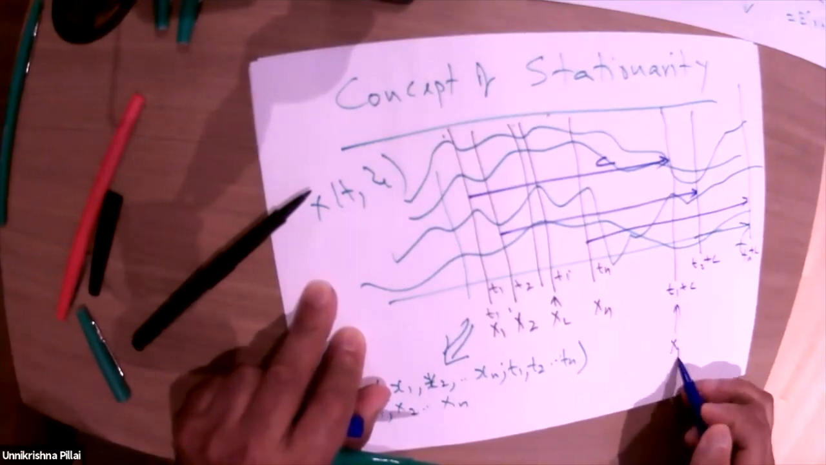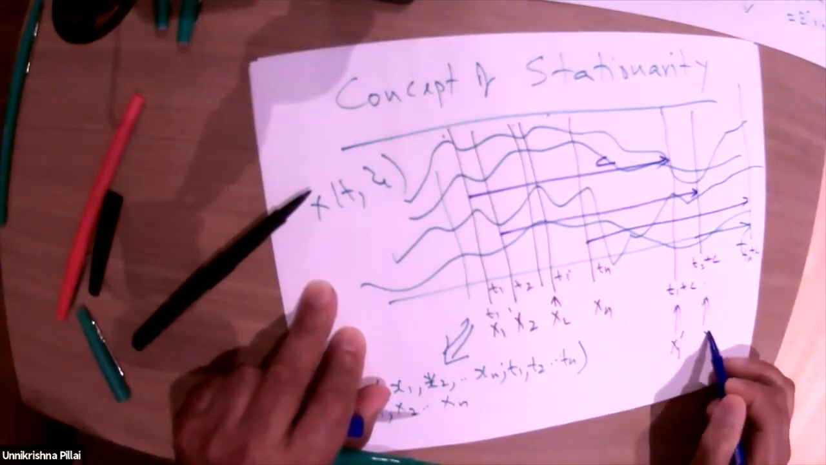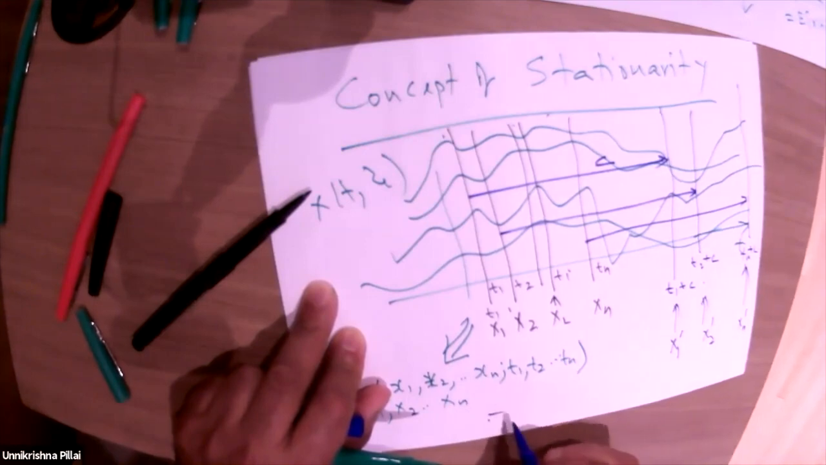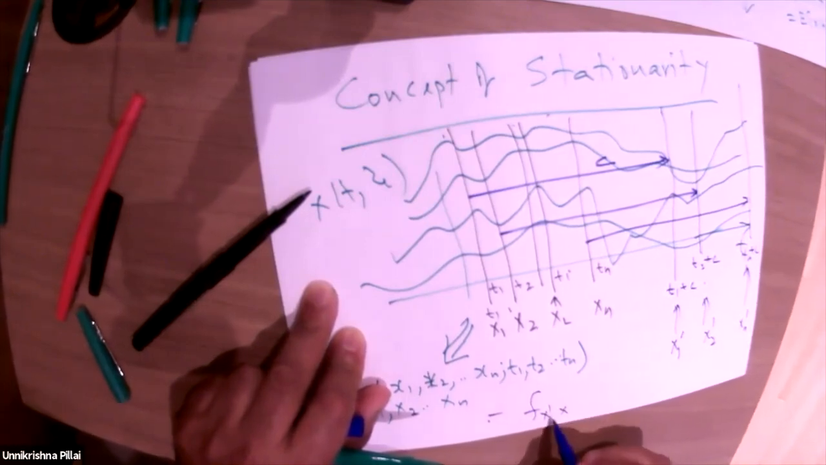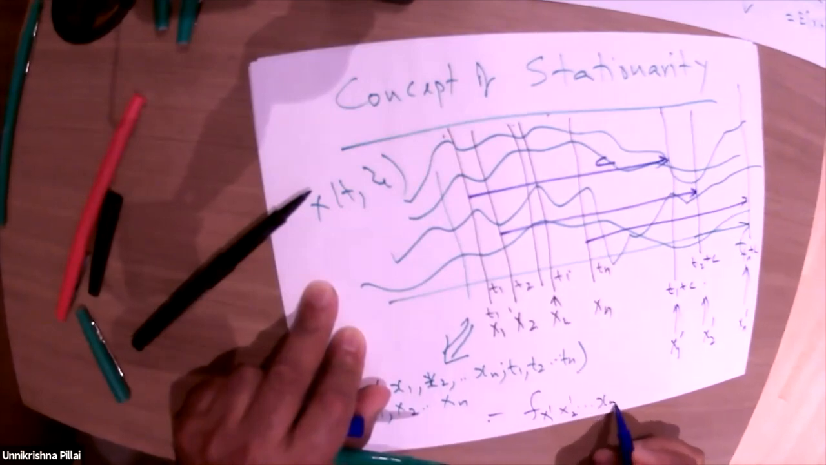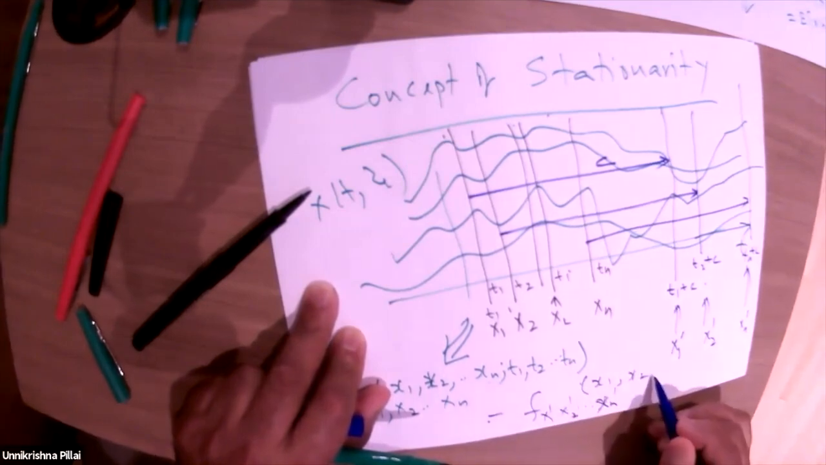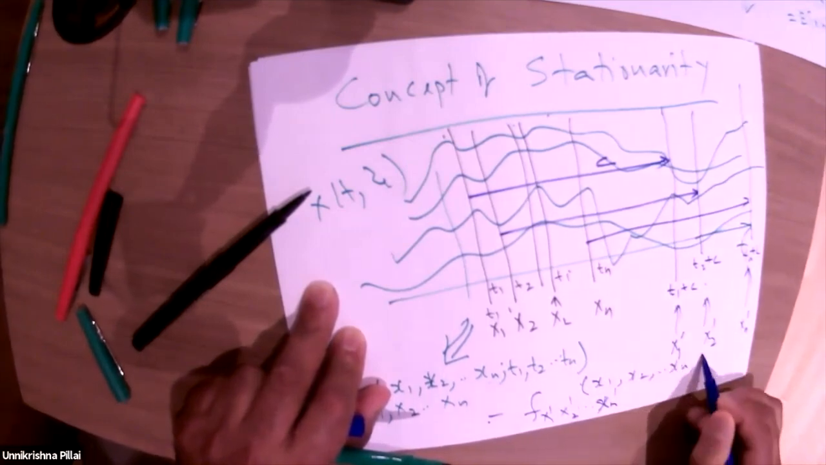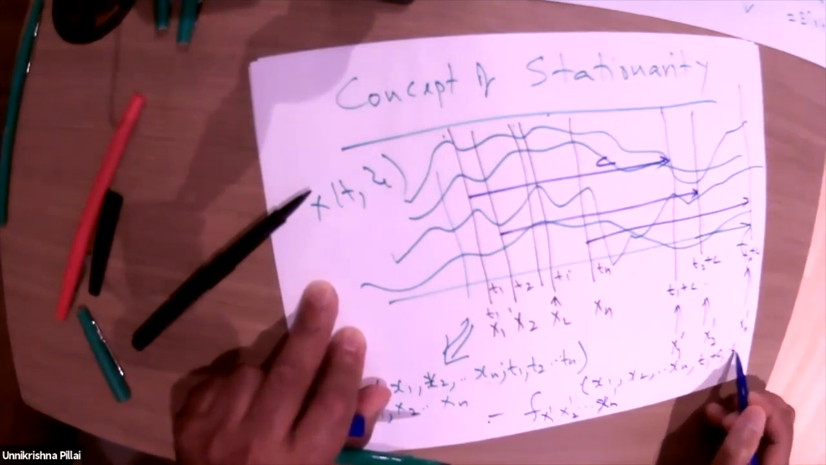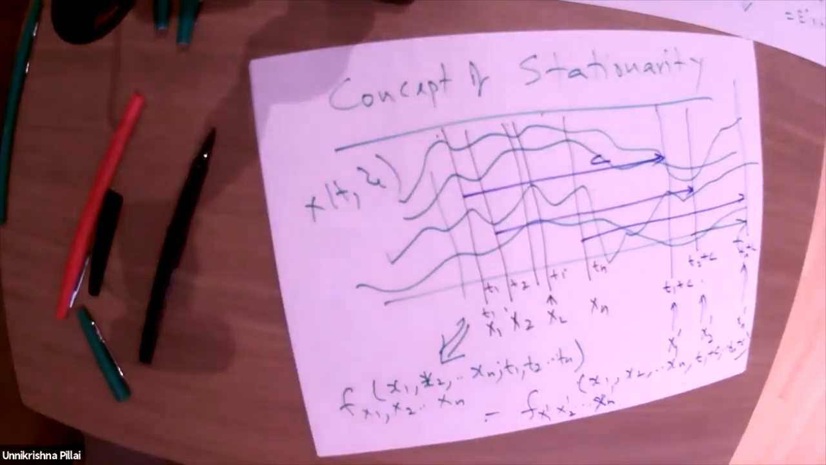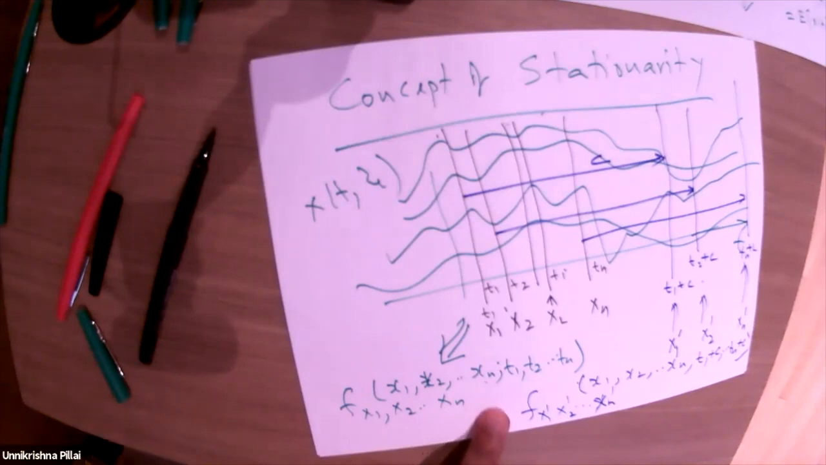So I get new random variables. I'm going to call them x1 prime, x2 prime, et cetera, xn prime. And they also have a joint density function. I'm going to put the variables here as x, because I want to compare these two, x1, x2, et cetera, xn, corresponding to time instances t1 plus c, et cetera, tn plus c. So remember, I have two density functions, one in blue, one in green. The one on the left corresponds to time instances t1 through tn.